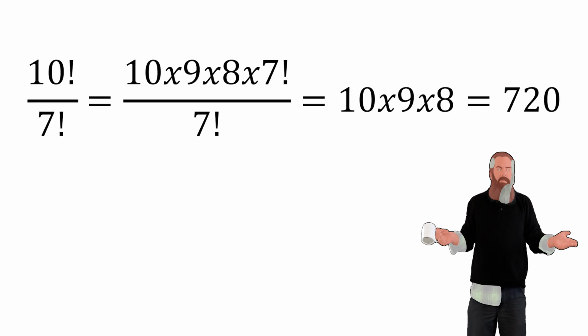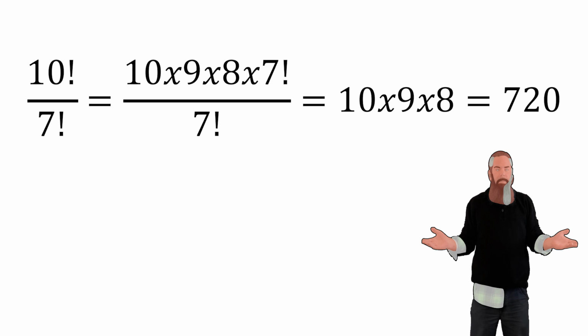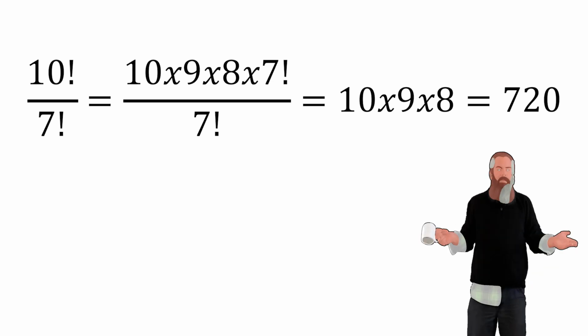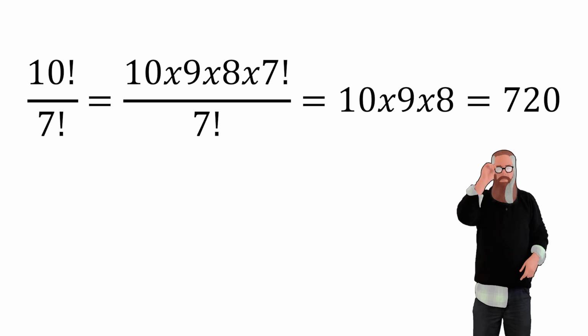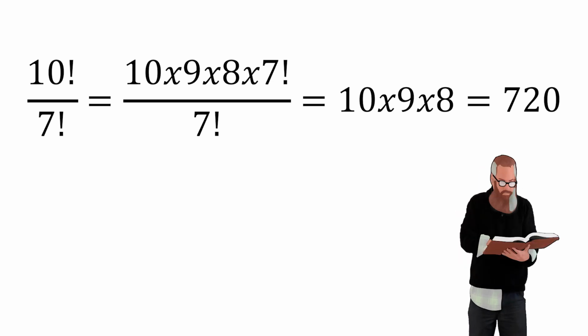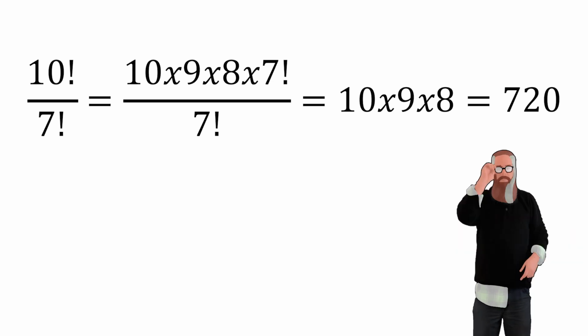When dividing factorials, you can expand them and reach common factors which can be canceled out. Like 10 factorial divided by 7 factorial is equal to 10 times 9 times 8 times 7 factorial, all divided by 7 factorial, which will leave us with 10 times 9 times 8, which is 720.